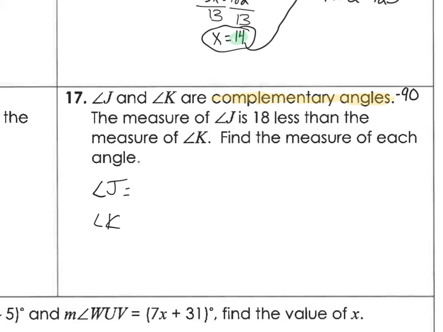So the measure of angle J is 18 less than K. So if K equals X, J is going to be X minus 18. So take this equation and this equation, add them together, and they're going to equal 180, or sorry, 90.